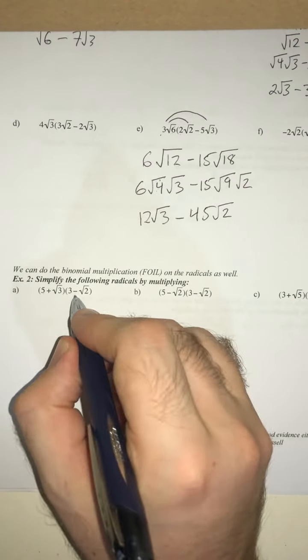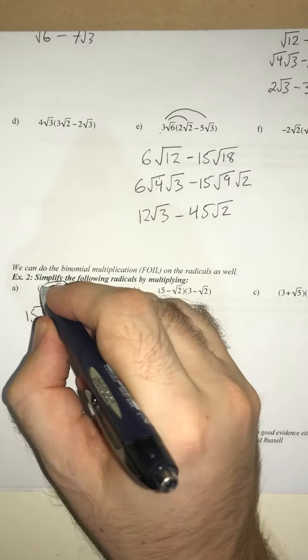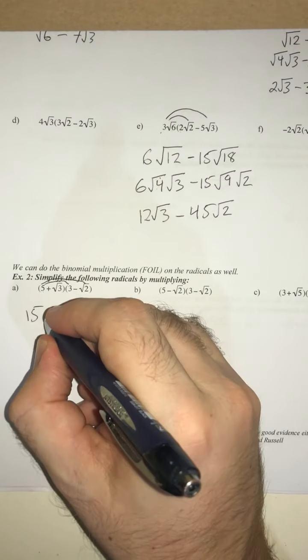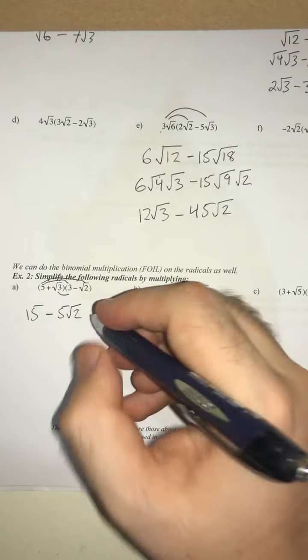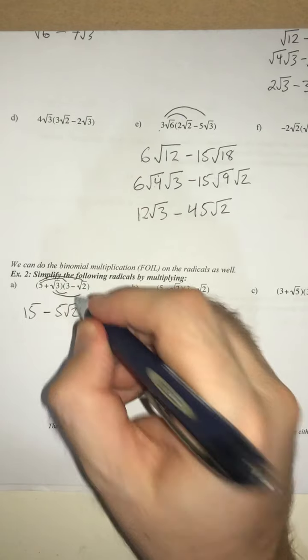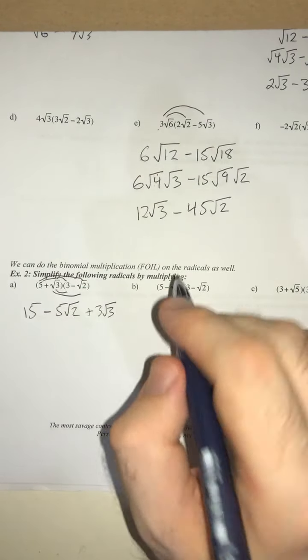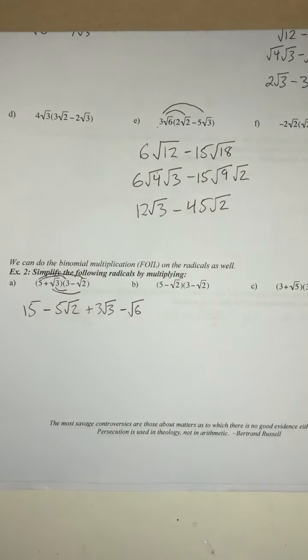So 5 times 3, I'm going to multiply the firsts. So that gives me 15. Then I'm going to multiply the outsides. This gives me minus 5 root 2. Multiply the insides. This gives me plus 3 root 3. Multiply the lasts. So root 3 times negative root 2 will give me minus root 6. Then you look, can I simplify any of these? Nope. Can I combine any of these? Nope. We're done. So that's what you're going to do. You're going to multiply them out and then see what you get.